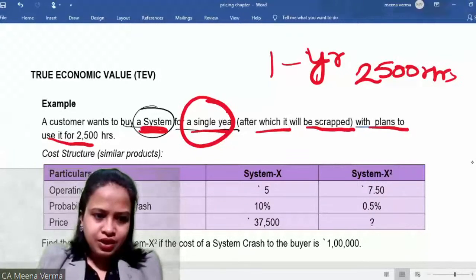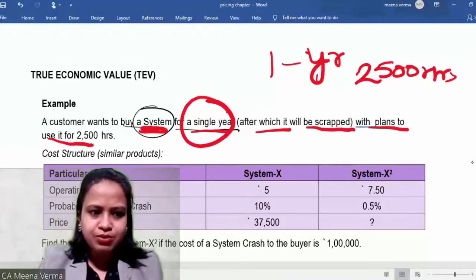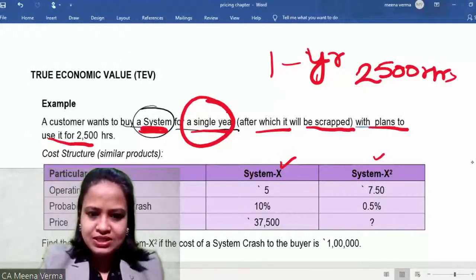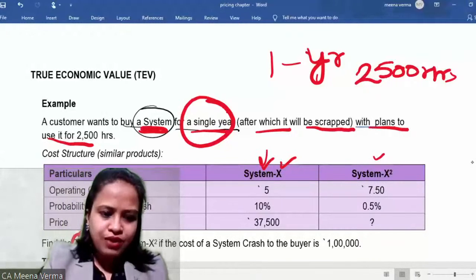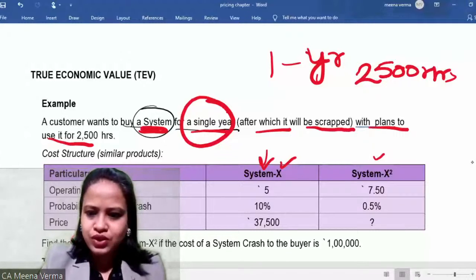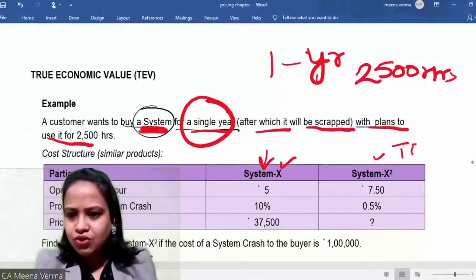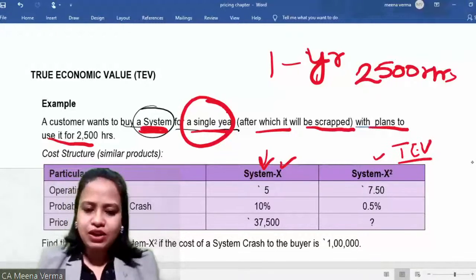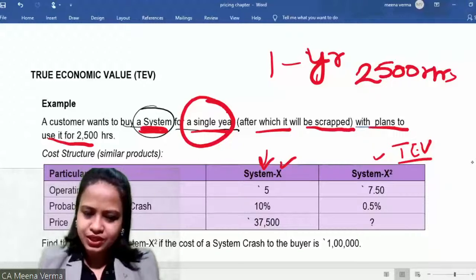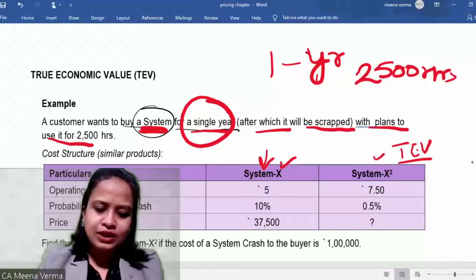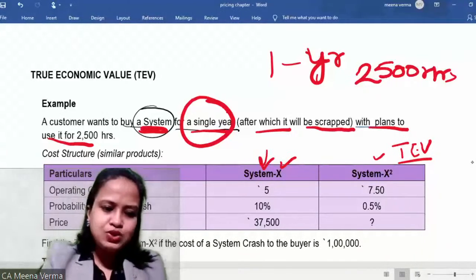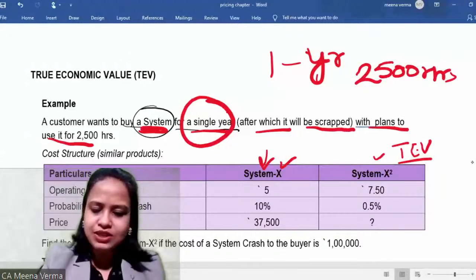Now, the cost structure of a similar product, system X, is given. This is the similar product's cost structure. Find the true economic value for the system X2. We want to find the true economic value for this product.